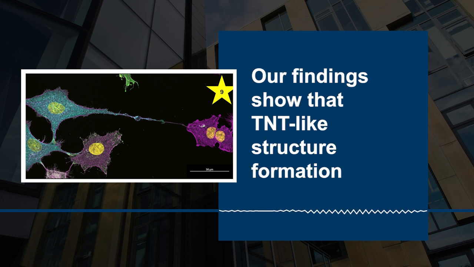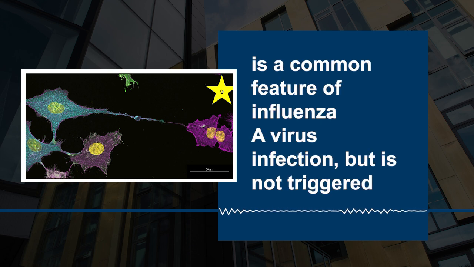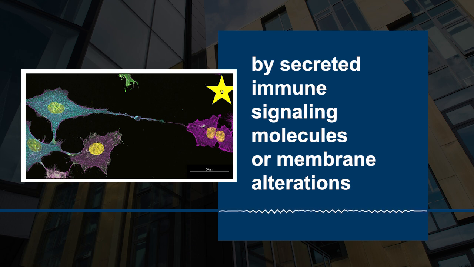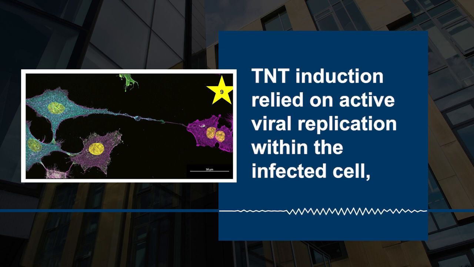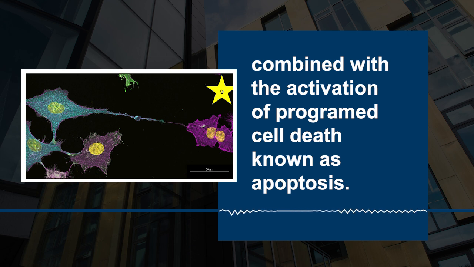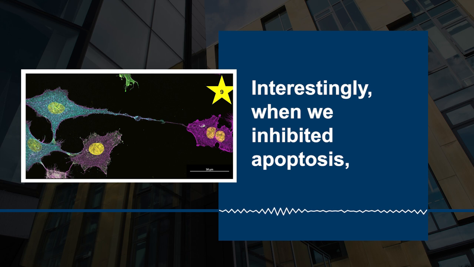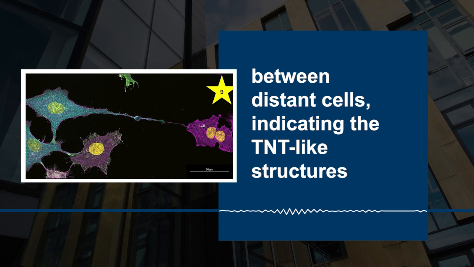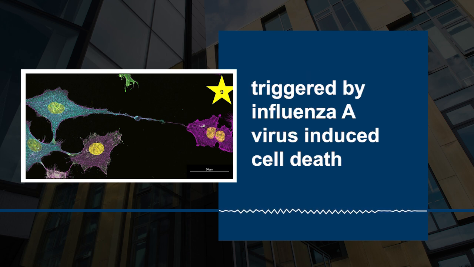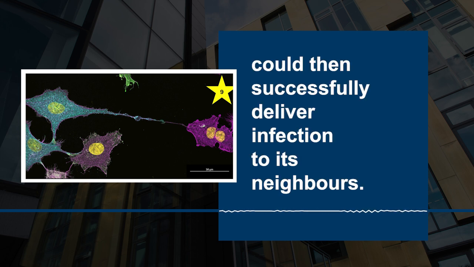Our findings show that TNT-like structure formation is a common feature of influenza A virus infection, but is not triggered by secreted immune signaling molecules or membrane alterations linked to the budding of different virions. Instead, TNT induction relied on active viral replication within the infected cell, combined with the activation of programmed cell death known as apoptosis. Interestingly, when we inhibited apoptosis, we greatly reduced the ability of influenza viruses to spread directly between distant cells, indicating that TNT-like structures triggered by influenza virus-induced cell death could then successfully deliver infection to its neighbours.